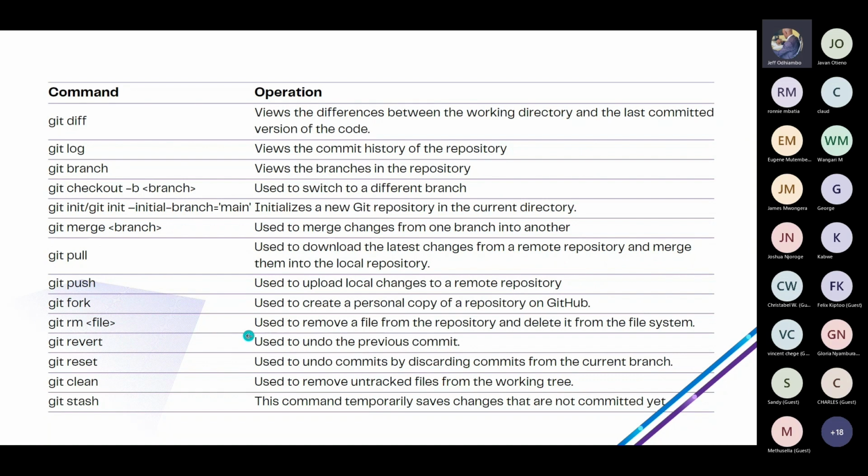Git revert is used to undo the previous commit. Git reset is used to undo commits by discarding the commits from the current branch. Git clean is used to remove untracked files.